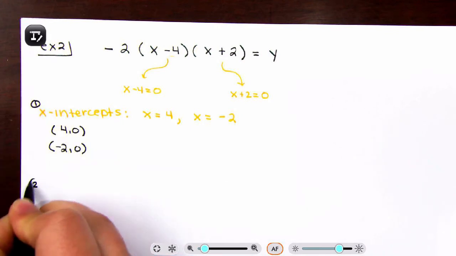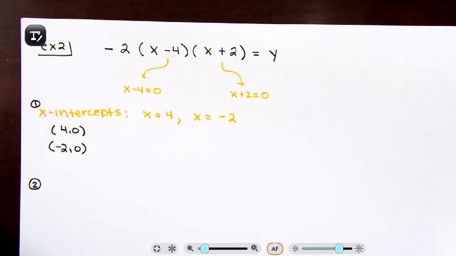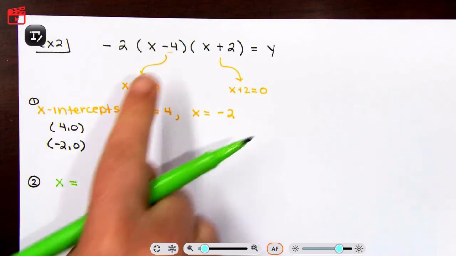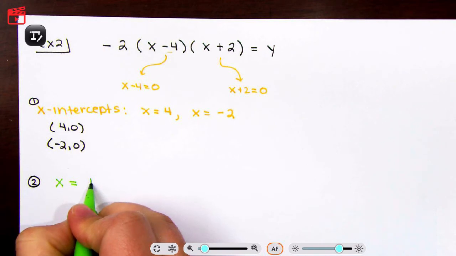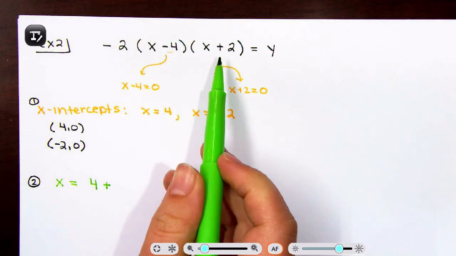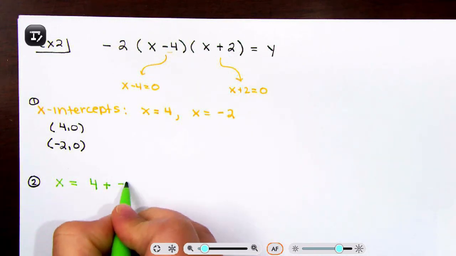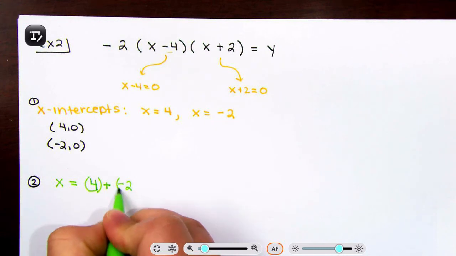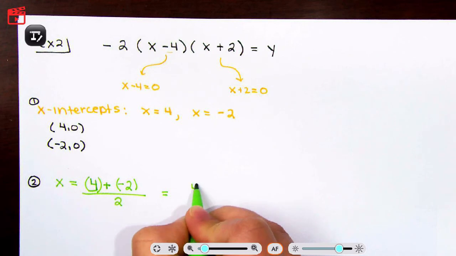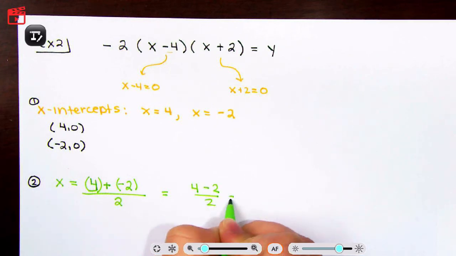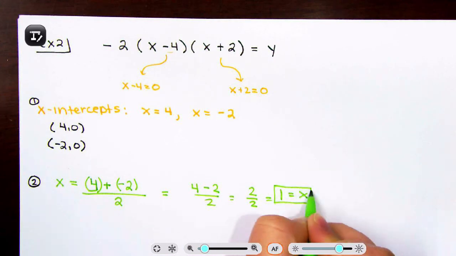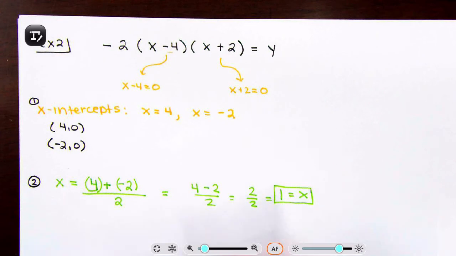Step number 2 is asking to find the axis of symmetry. Axis of symmetry is x equals (p plus q) divided by 2, where p and q are again opposite of what you see. So I have a 4, and I'm adding that to q, which is again opposite of what you see, so if I see a positive 2, I am writing a negative number. So 4 minus 2 divided by 2, which gives me 2 divided by 2, which is 1, and that is our x value. That is your axis of symmetry.